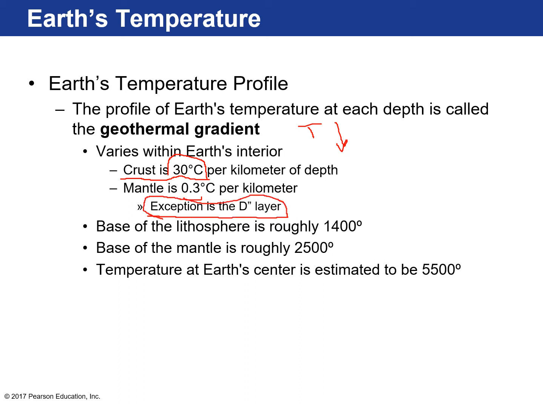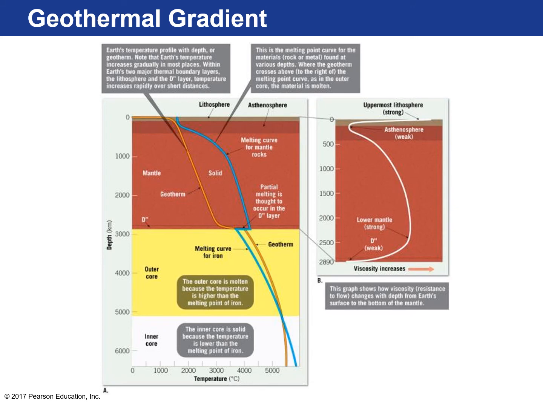It's variable. Okay. The base of the mantle is about 2,500 degrees Celsius, and the center, the core of the Earth, is 5,500 degrees Celsius. It's pretty hot. Okay, so here, let's not get lost in charts.